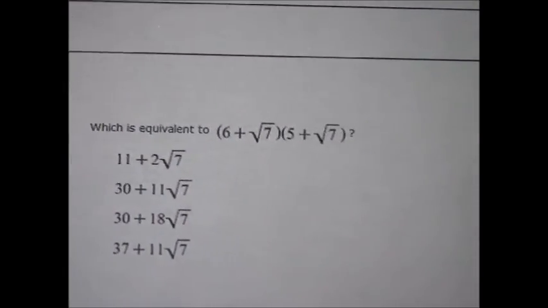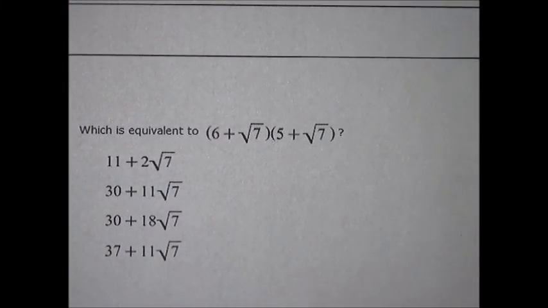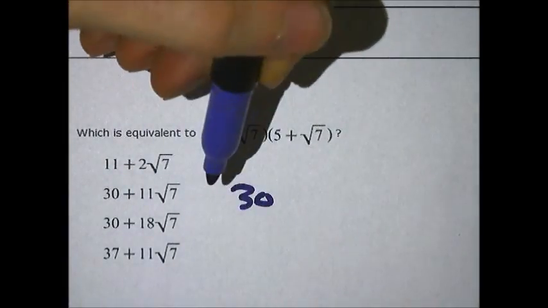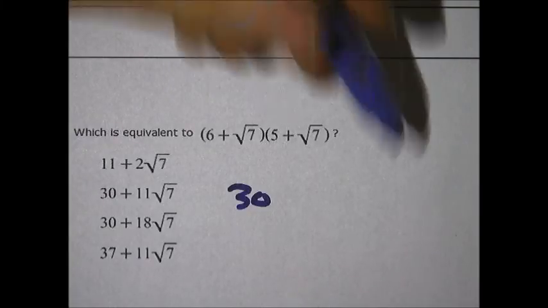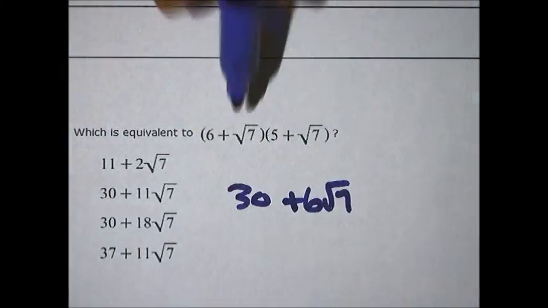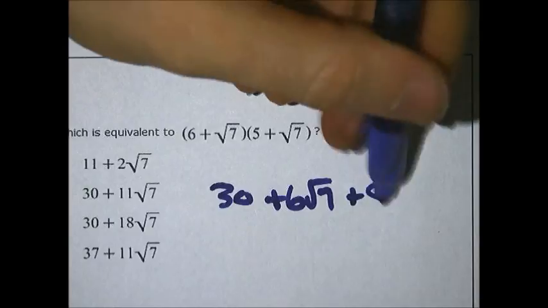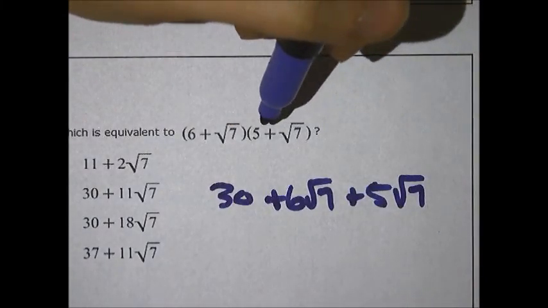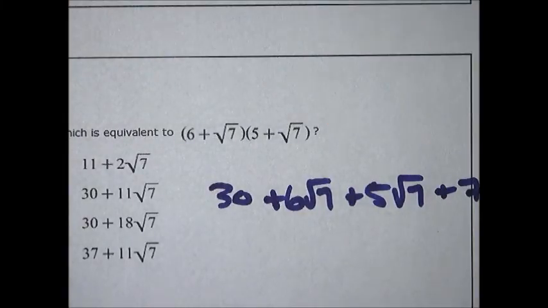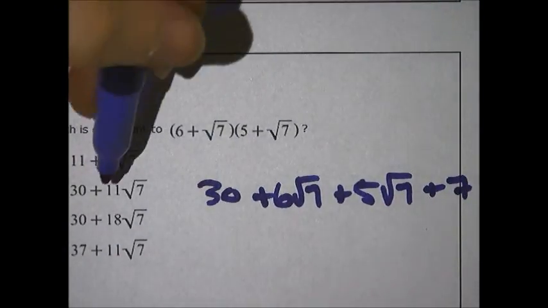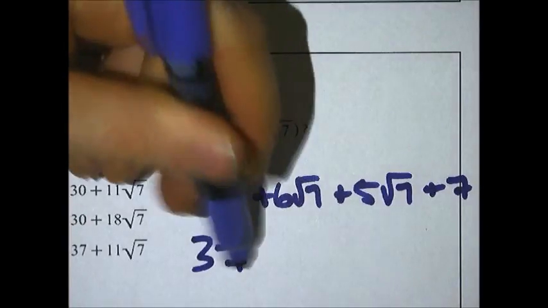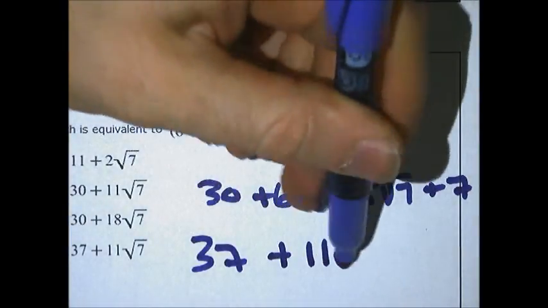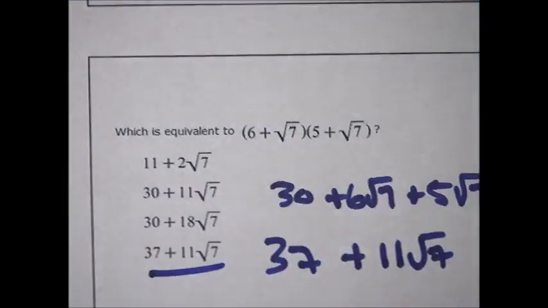Which is equivalent. This problem says to multiply. It means to FOIL this out. First times first is 30. The outer is 6 root 7. The inner is 5 root 7. And last times last is a radical times a radical, same number. That radical goes away. 30 plus 7 is 37. And 6 root 7 plus 5 root 7 is 11 root 7. Last choice.